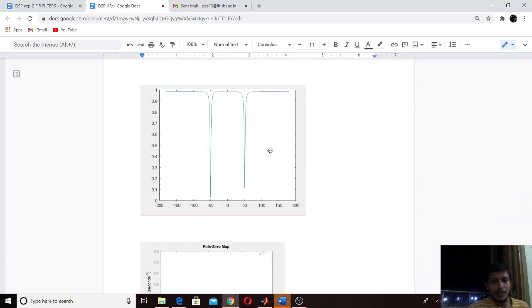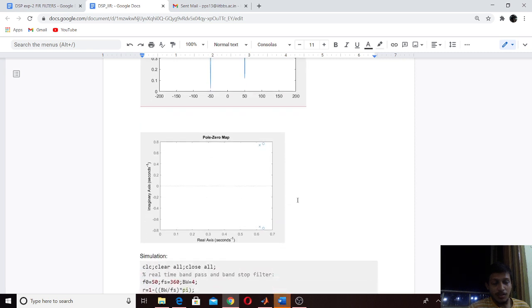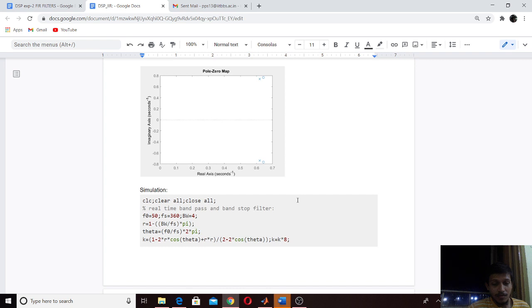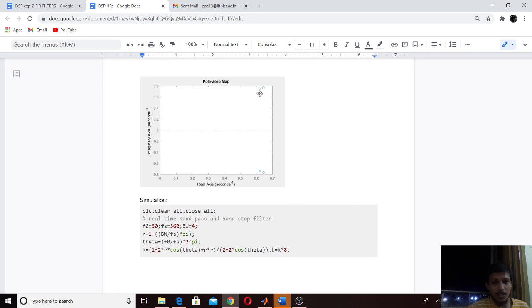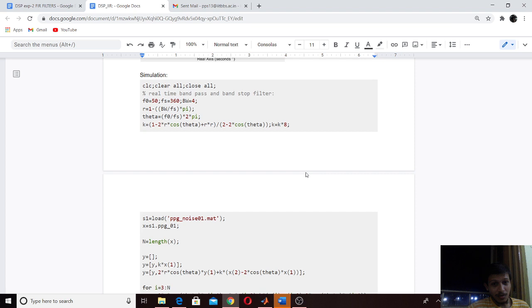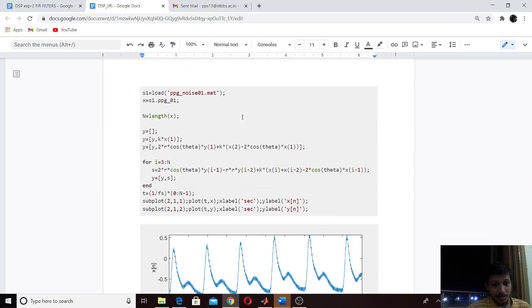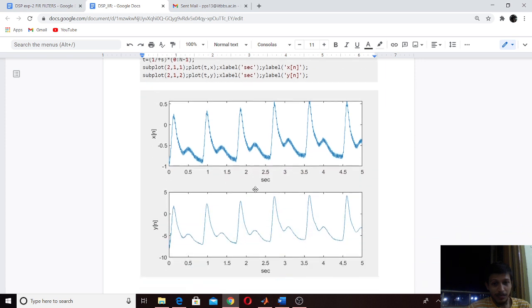This is the magnitude response obtained for the notch filter. This is the pole zero plot. Since the filter coefficients have to be real, the poles and zeros are mirror images with respect to the x-axis. This is the code to simulate a real-time PPG signal. The obtained response is as follows.